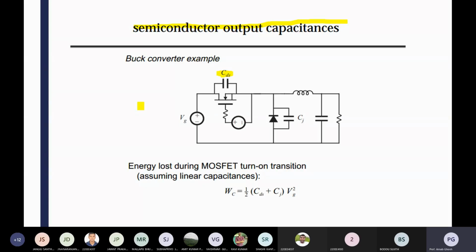So it's an inherent one, that CDS, charge DS. So due to the energy loss in the MOSFET turn on transition, assuming the linear capacitance, W_C equals half C V squared. So half C is your CDS.